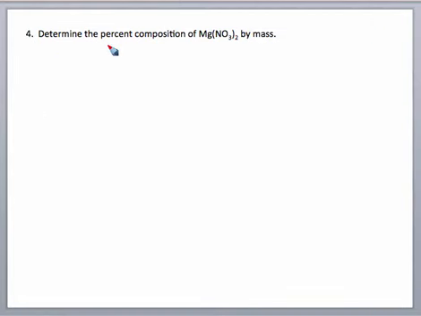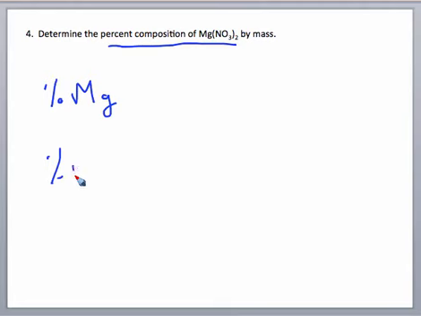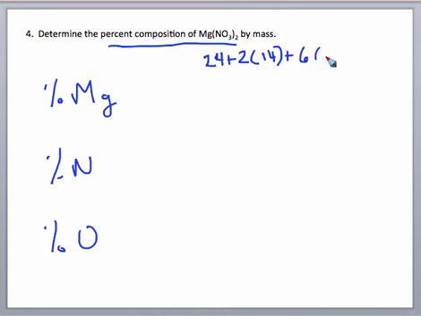Okay, so this one says determine the percent composition of magnesium nitrate. So if it doesn't specify a specific element, then finding the percent composition means find the percent magnesium, the percent nitrogen, and the percent oxygen. So we do this using molar masses. So the first thing we want to do is add up the molar mass of that whole compound. So we have 24 for the magnesium, 2 nitrogens, 2 times 14, and 6 oxygens. So when we add that all up, we get 148 grams per mole for the whole compound.